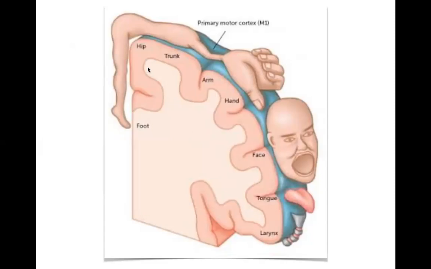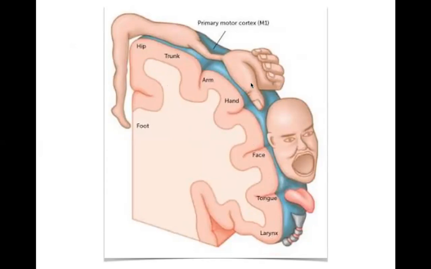As you can see here, the medial part is the one responsible for controlling most of the lower extremities, whereas the superior part controls the trunk. More or less, the lateral part contains the arm and the hand, as well as the face, the tongue, and the larynx. If you notice, the visual representation of the human body is not proportional to our actual anatomy.